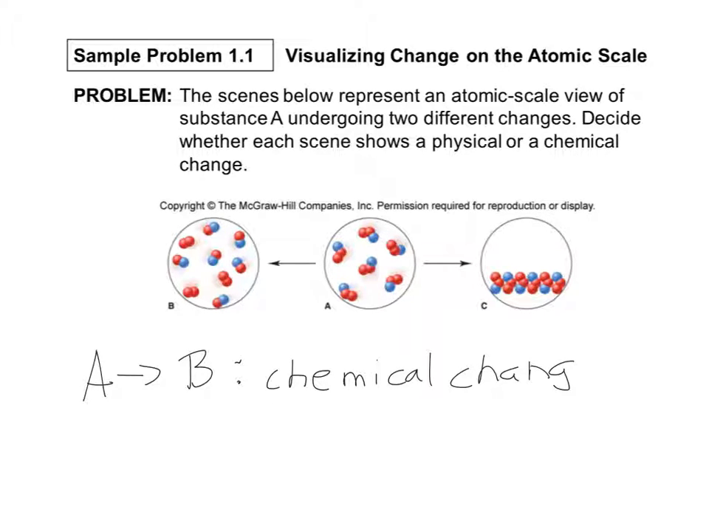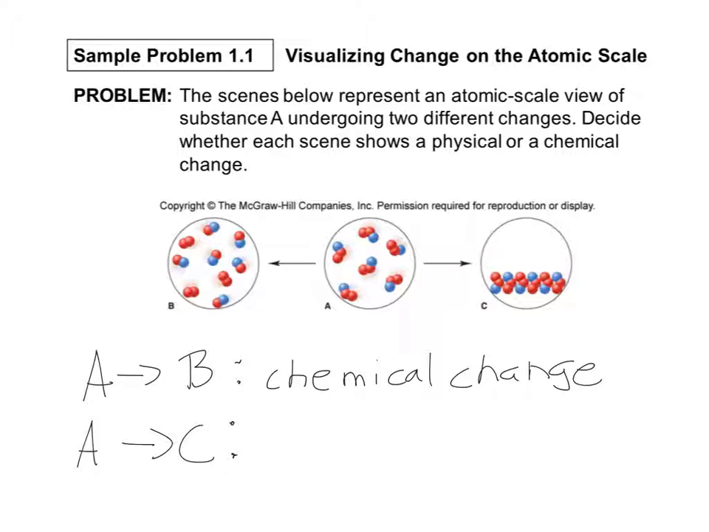Okay, so then the next one we see here is A going to C. And so you have to determine what's going on here. So again, I'm going to start by looking at the actual molecule and what it is. And again, for A, we have the two red spheres and the blue sphere for the species. And if we look over in C, we still have the two reds and a blue. So it did not change its identity. So this is more than likely going to be a physical change. In fact, it actually is.